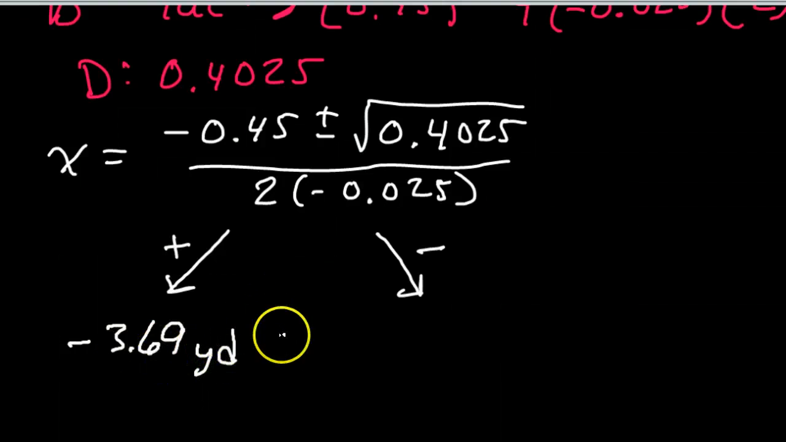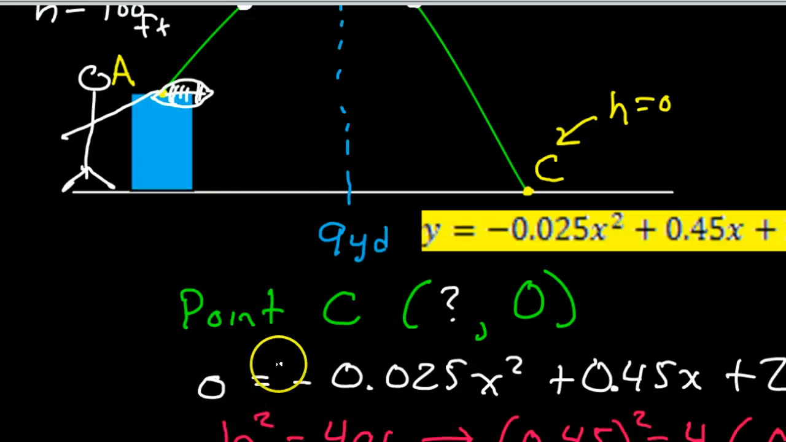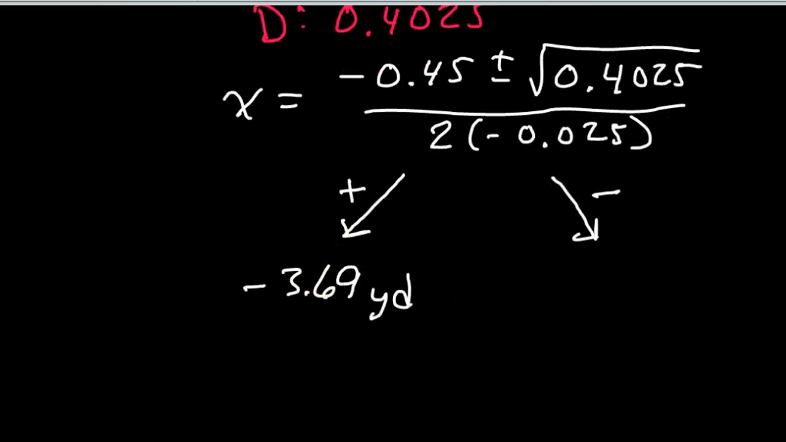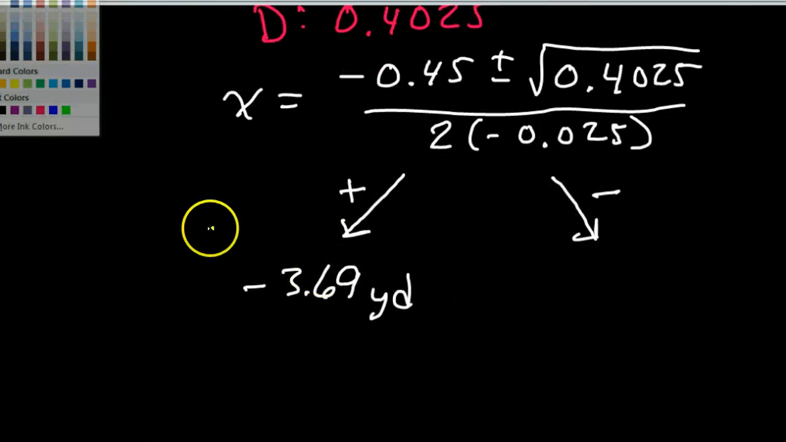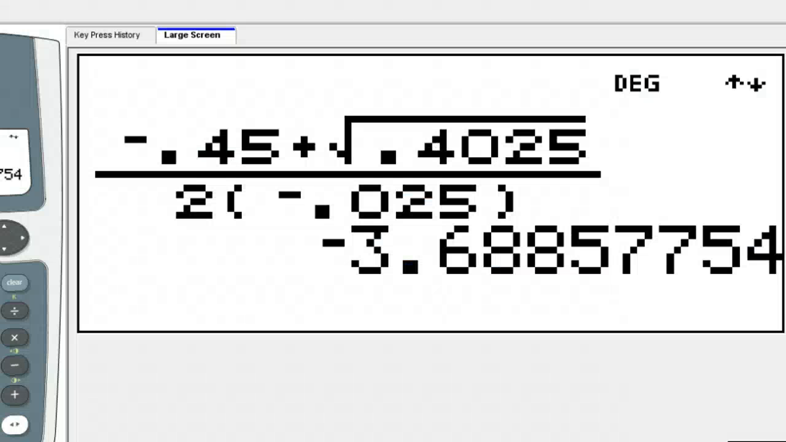Okay, now right away I know that one doesn't make any sense. Okay, the negative 3.69 yards is like behind the quarterback. Okay, it's behind where they threw the ball. So that's not the one we want. Okay, you can't have a negative distance. So let's just disregard that answer. That's extraneous. It doesn't make sense. So hopefully the other one will be more reasonable.